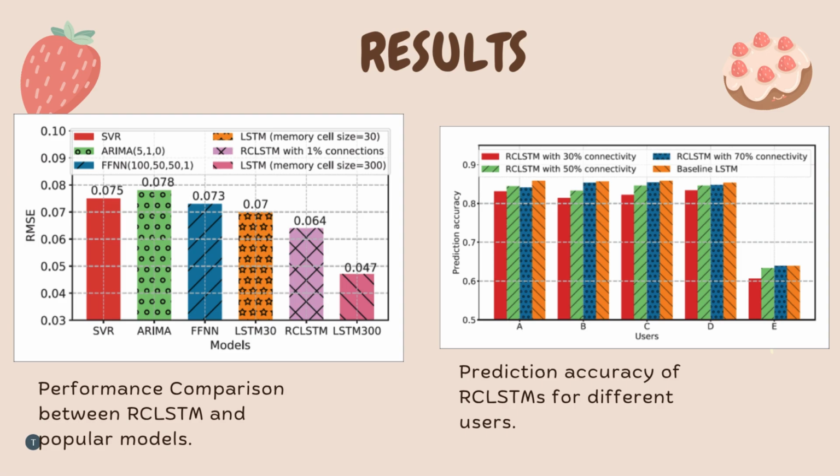And the other results we are seeing in bar graph form, where the first graph shows the performance comparison between RC-LSTM and the popular models, and the second bar graph shows the prediction accuracy of RC-LSTM for different users. Here we can see red denotes SVR, green denotes ARIMA, blue denotes FFNN, orange denotes LSTM, pink denotes RC-LSTM, and rose is the LSTM model.